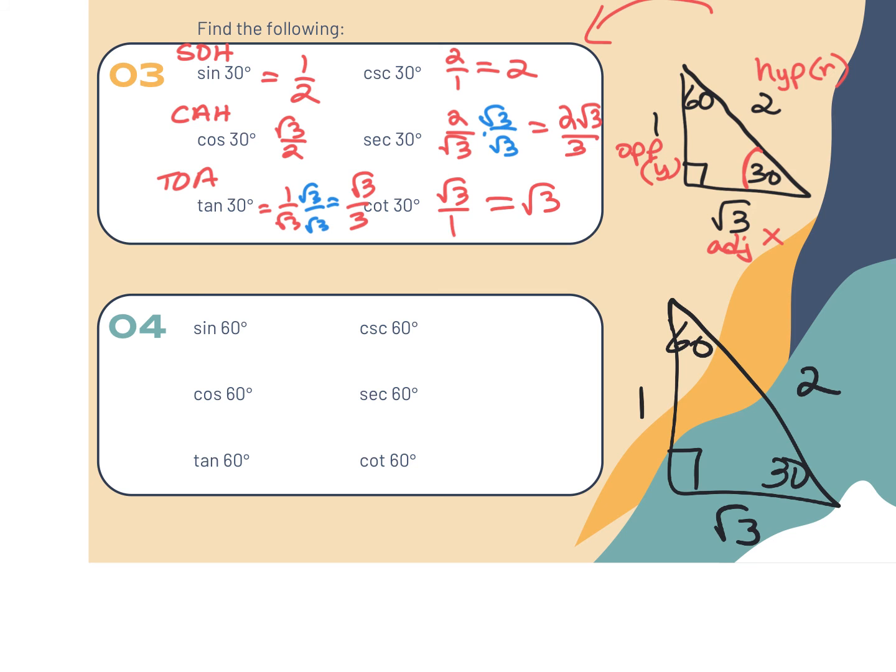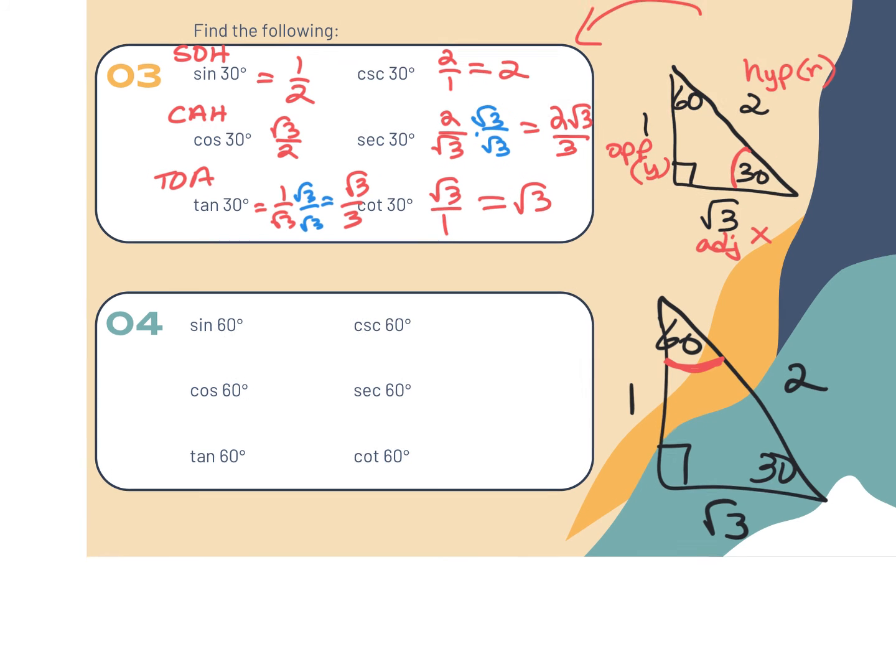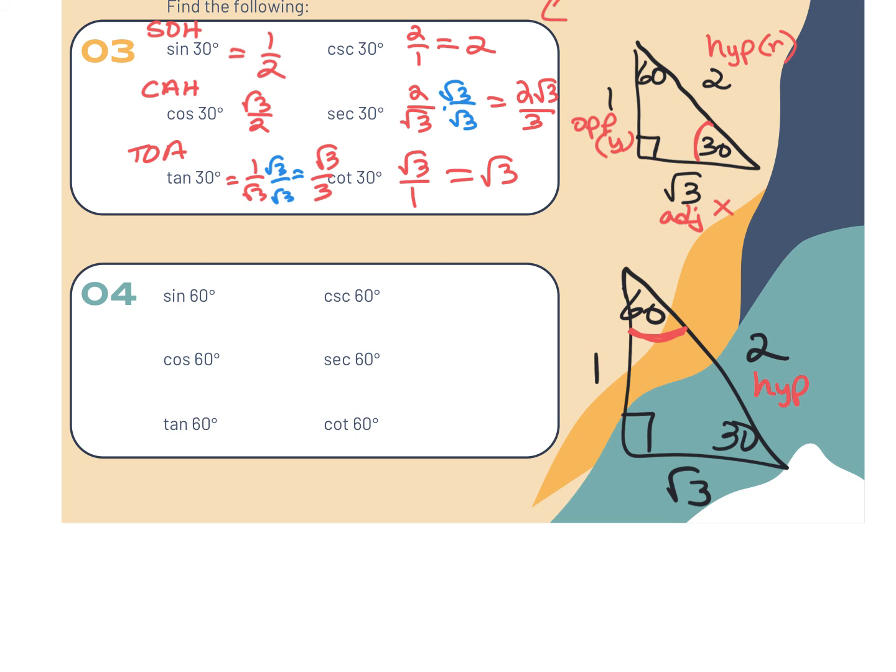But now when I label them, I want to give the names based off their position in relation to the 60. Now the hypotenuse is still always the hypotenuse. Always label it first. Now the side that's opposite to the 60 is the square root of 3. And then the adjacent is now the 1. So you have to look to see which angle they want you to add the labels in reference to. And again, opposite is y, adjacent is x.